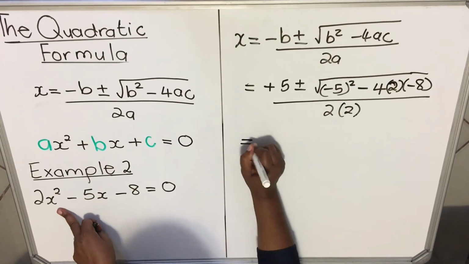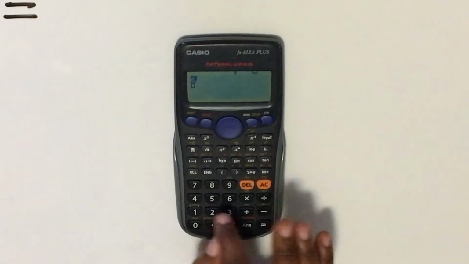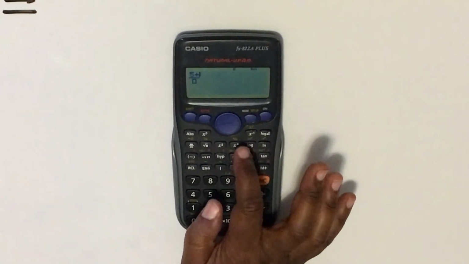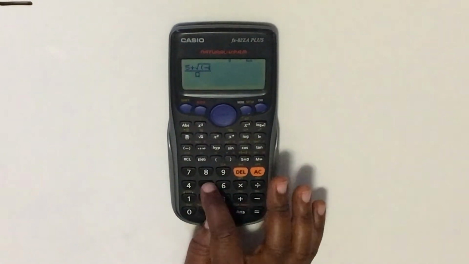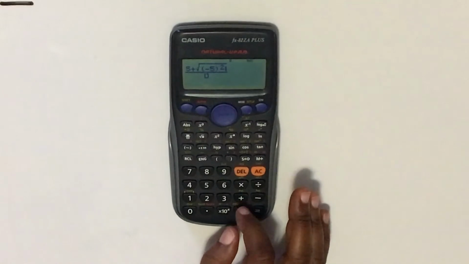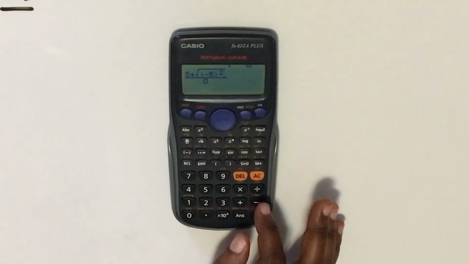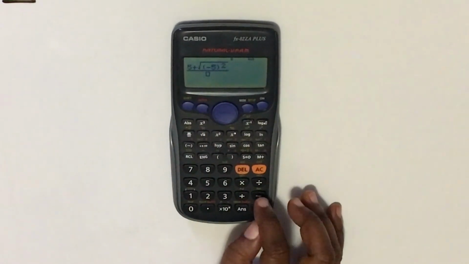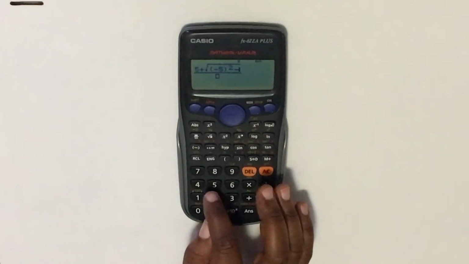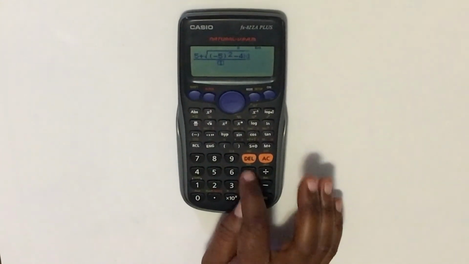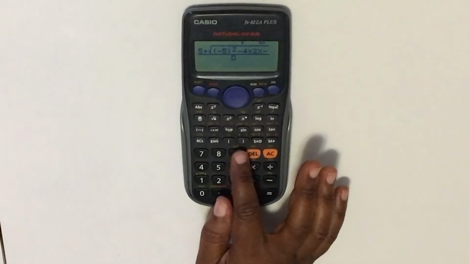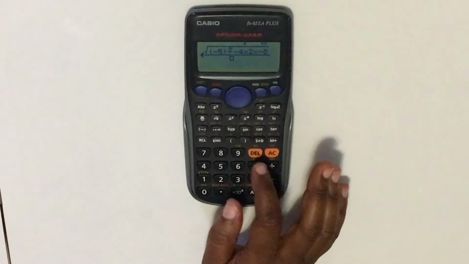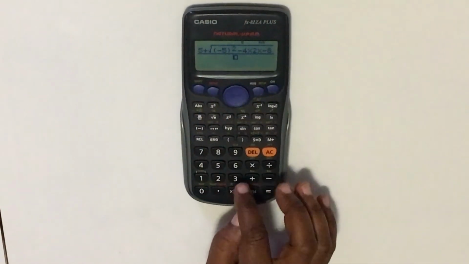Okay, so let's use our calculator. Right, we go fraction 5 plus square root, open bracket, minus 5 squared. When you don't open the bracket, your answer will be wrong. The negative won't be squared. Minus 4 times 2 times minus 8, over 2 times 2 is 4.